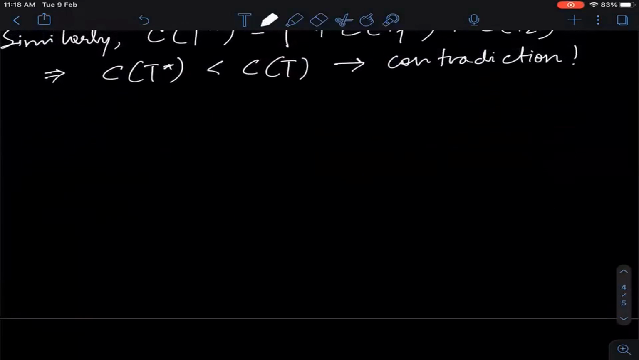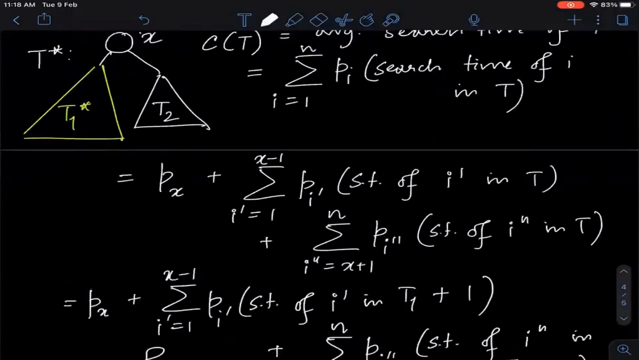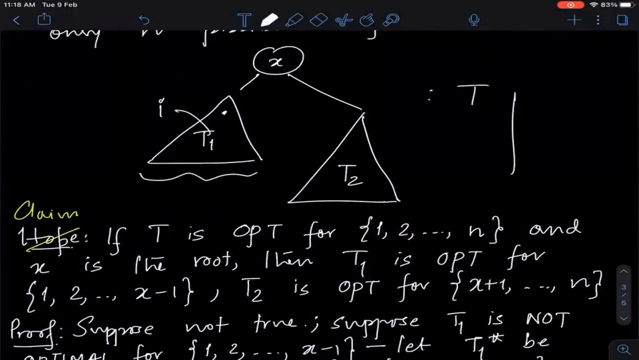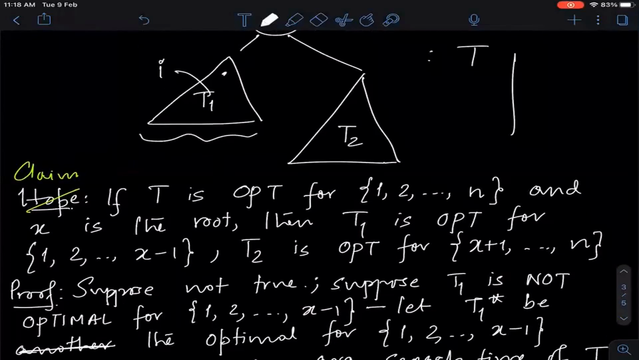Can you explain the contradiction part again? Yeah, Gaurav, I will do that. Okay, so is this clear? I'm starting with this tree T, right? And I'm claiming that this optimal tree T, if I look at the left subtree, then that is also optimal for the sub-instance, which is 1 to x minus 1, and T2 is optimal for the sub-instance x plus 1 to n.